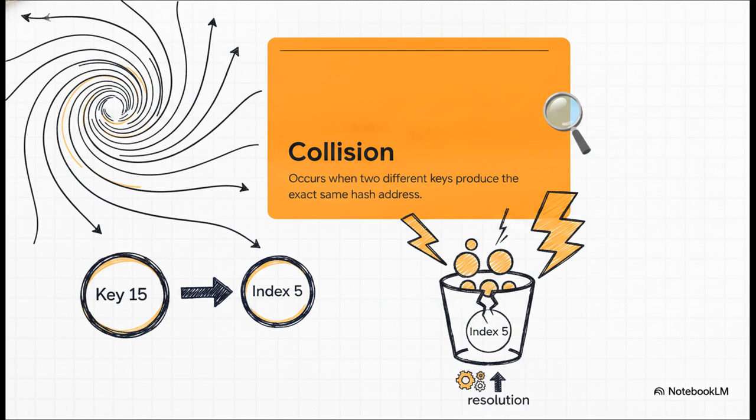Say key 15 and key 25 both hash to index 5. They can't both fit. When a bucket gets completely full, you get an overflow. Now, as programmers, we can't just let the program crash. We've got to resolve it.